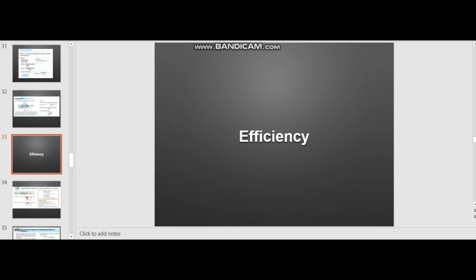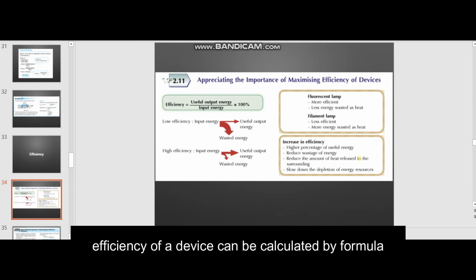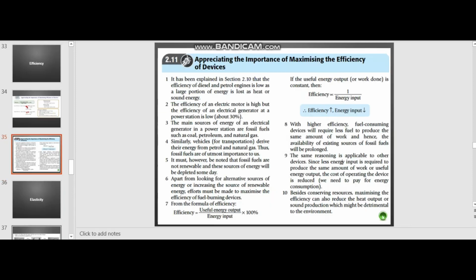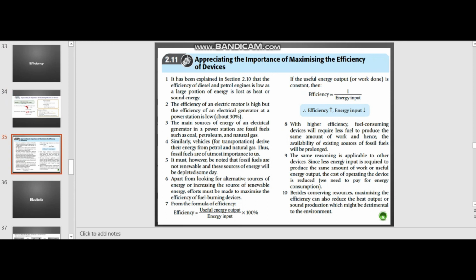So next one is efficiency. We can calculate the efficiency of a device using the formula of the useful output energy over input energy times 100%. The higher the efficiency, the lower the energy input needed.